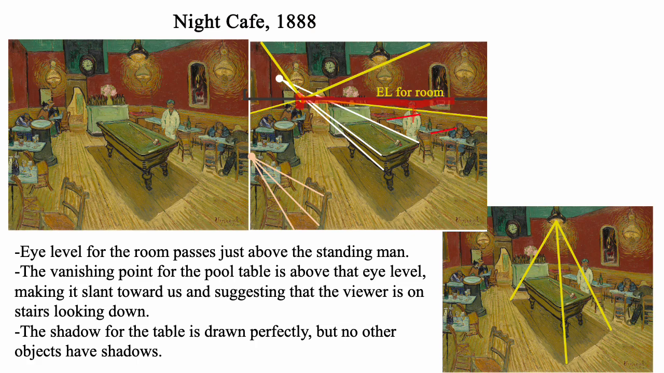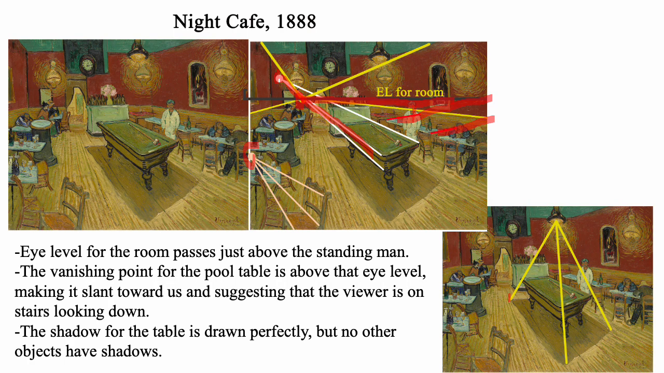But the chair has a vanishing point over here, and this table has parallel lines that don't go to any vanishing point. But most notably, the table goes to a vanishing point above eye level, so it tilts towards us and suggests that the viewer is on some stairs looking down at the room.